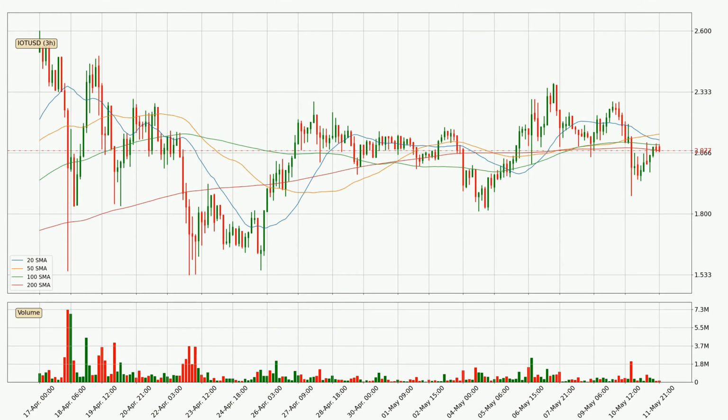Moving to the 3-hourly simple moving averages, the price broke the 100 SMA to the downside. It's a strong signal that there has been a higher than average volume. The current price is between the 200 and the 100 SMA.